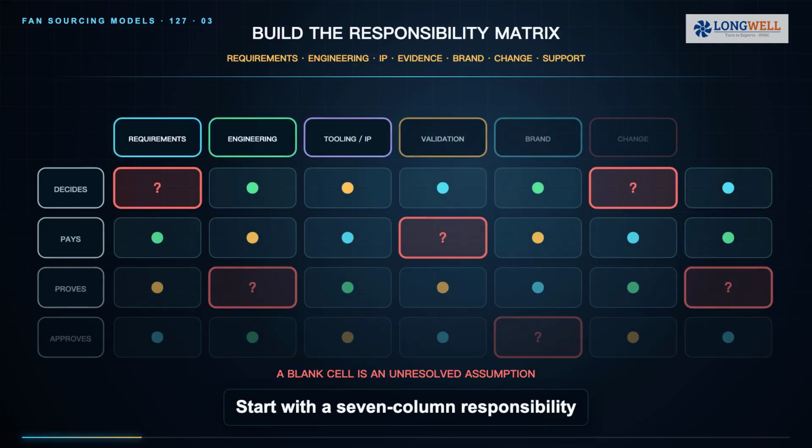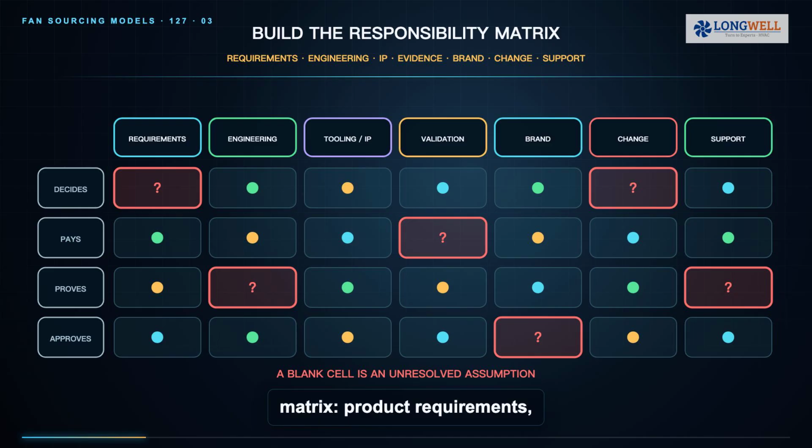Start with a 7-column responsibility matrix: product requirements, engineering, tooling and intellectual property, validation and market access, brand and packaging, change control, and lifecycle support. For every column, assign who decides, who pays, who supplies evidence, and who approves release. If a cell is blank, the project contains an unresolved assumption. That assumption will surface later as delay, rework, or a compliance gap.